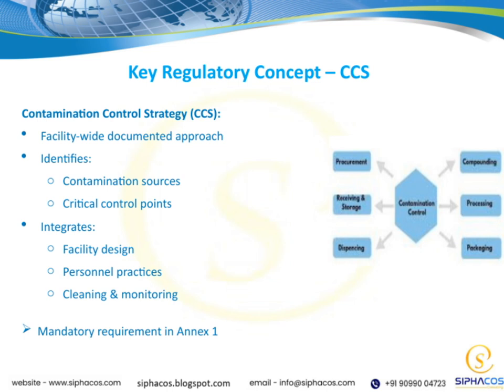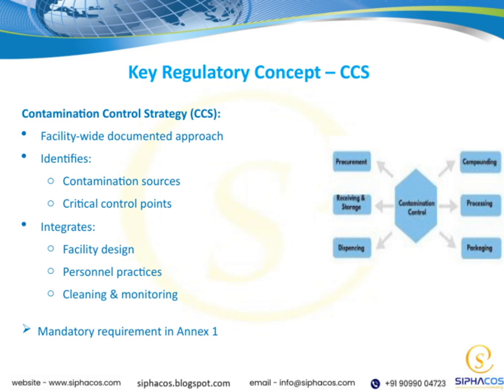Next, we pinpoint the critical control points, or CCPs, which are specific stages or areas where contamination risk is highest and where we need to implement controls. This ensures that we're focusing our efforts effectively. The CCS then integrates several key elements: the facility design, personnel practices, and cleaning and monitoring procedures. All of these work together to create a comprehensive, cohesive strategy that minimizes contamination risks throughout the manufacturing process.